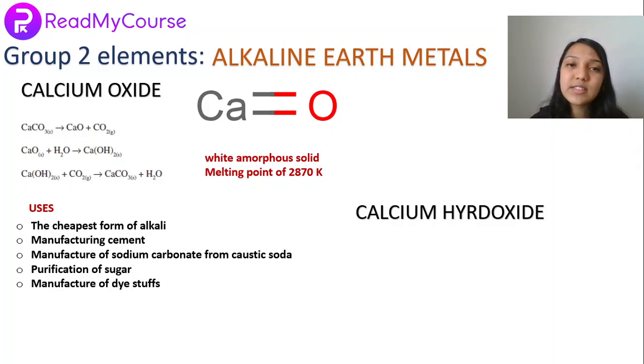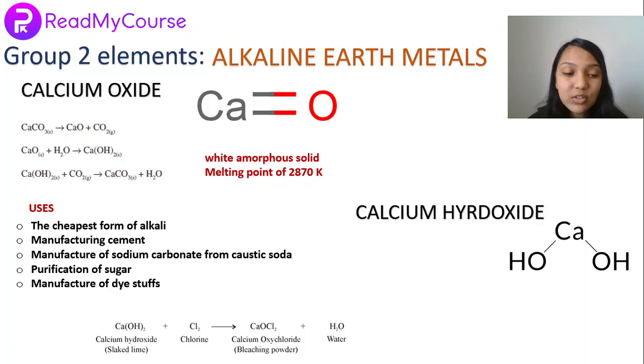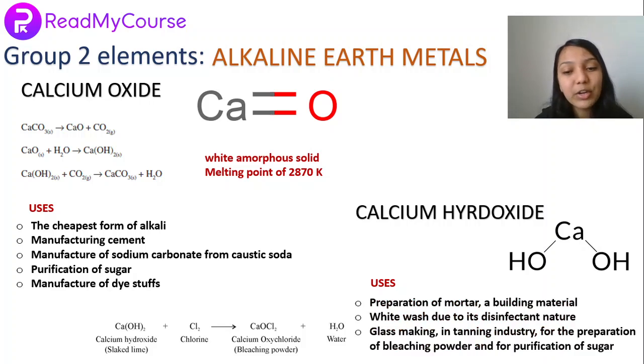While discussing the synthesis of calcium oxide, we saw that calcium oxide, when it reacts with water, forms calcium hydroxide, right? This is how calcium hydroxide is formed, and this is how its structure looks. Calcium hydroxide, when it reacts with a molecule of chlorine, forms calcium oxychloride, which is bleaching powder. Bleaching powder, we know about it, right? We use it. The uses of calcium hydroxide: it's used in the preparation of mortar, which is a building material.